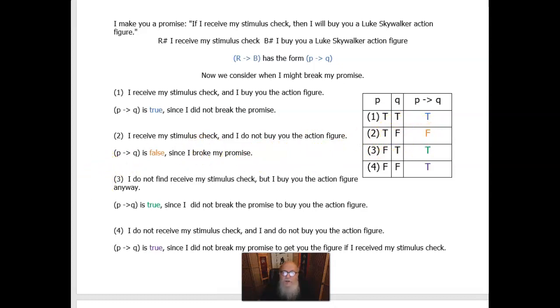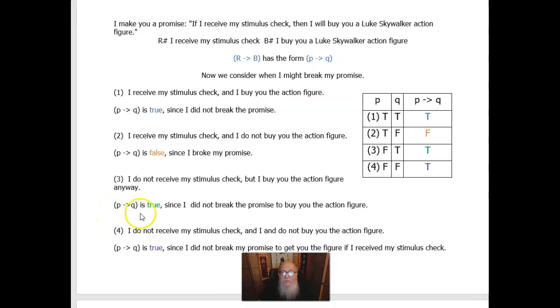Now consider a third case. Let me go up on the board and erase that. There we go. Okay. I did not receive my stimulus check, but I buy you the action figure anyway, because I'm just such a nice guy.